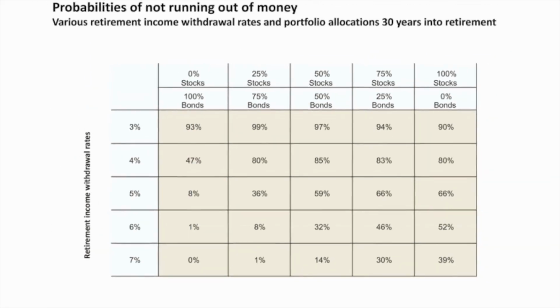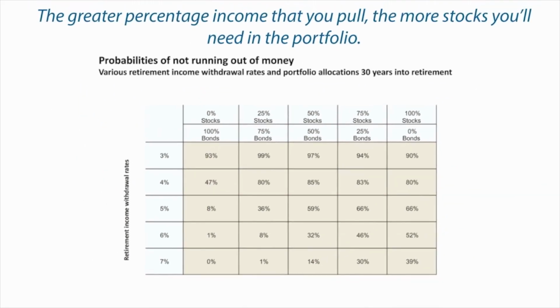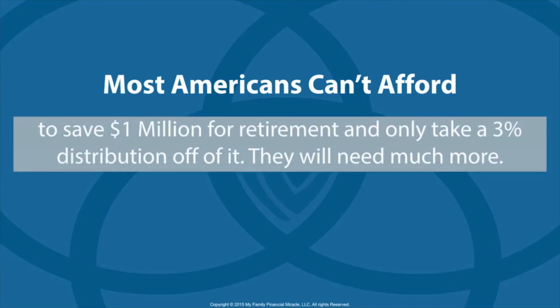Today, bond rates are near historical lows. The 4% rule is actually closer to 3% than 4% today. Most Americans can't afford to save $1 million for retirement and only take a 3% distribution off of it. They'll need more income than that just to maintain.